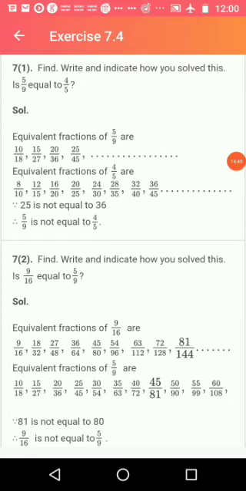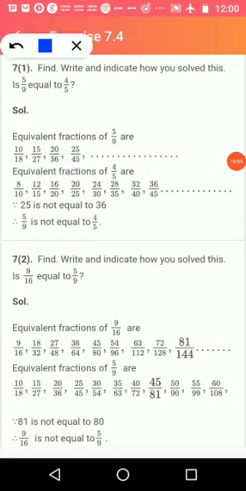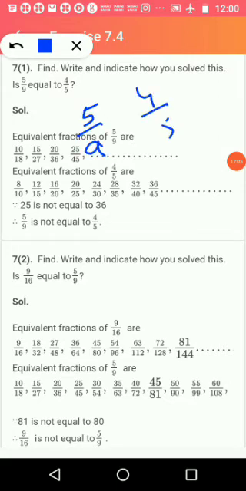Write and indicate how you solved this. 5 by 9 and 4 by 5. Is 5 by 9 equal to 4 by 5? First and foremost, look at the fractions 5 by 9 and 4 by 5. It does not at all look equal, right? So how will you do it?